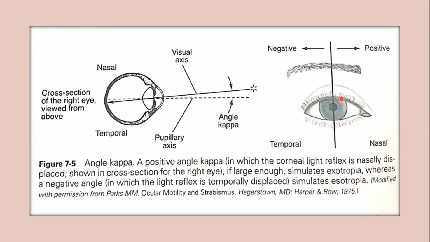Again, if we have decentration to the nasal side, this is called positive. If we have a temporal decentration, it's called negative angle kappa. There is a subtle difference between the anatomical axis and pupillary axis. So actually, the angle kappa is the angle between the visual axis and the pupillary axis.